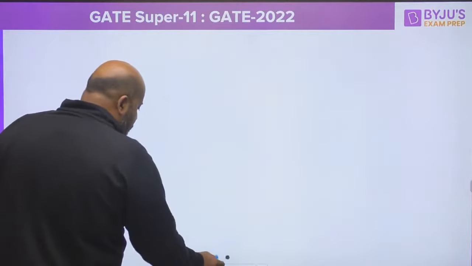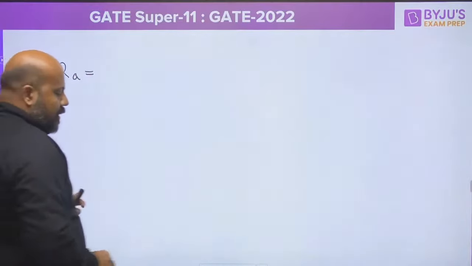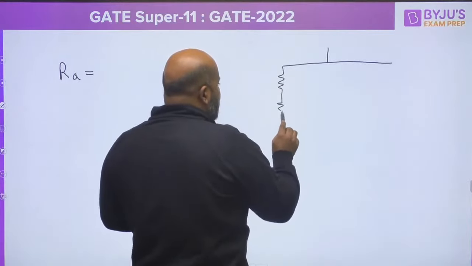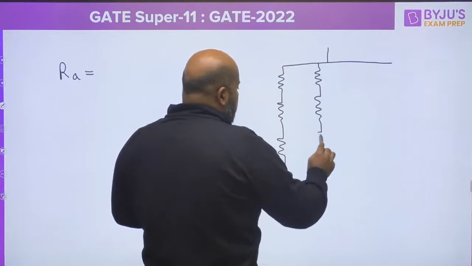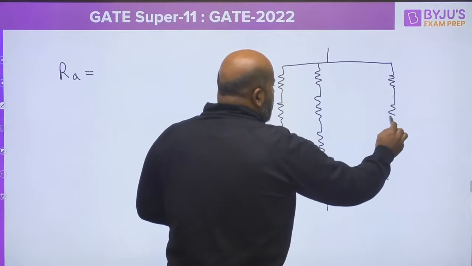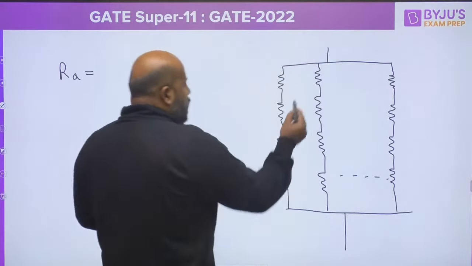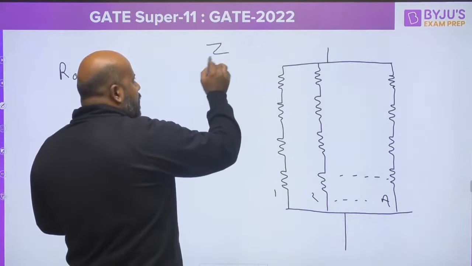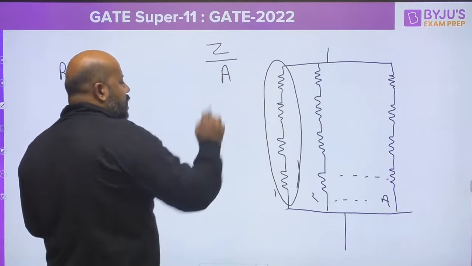Now if you see, in general, how are we writing the armature resistance? Suppose this is your armature. I am simply writing the resistance, not the EMF. Suppose this is your armature winding, and suppose there are A number of parallel paths. So if the total number of conductors is Z, what is going to be the number of conductors in one parallel path? That will be Z upon A.